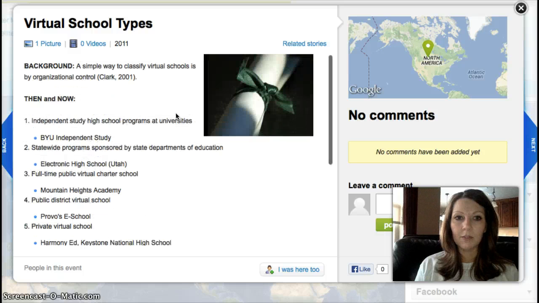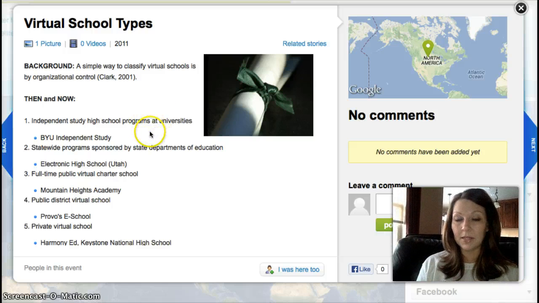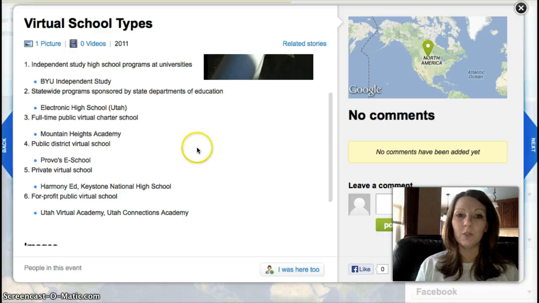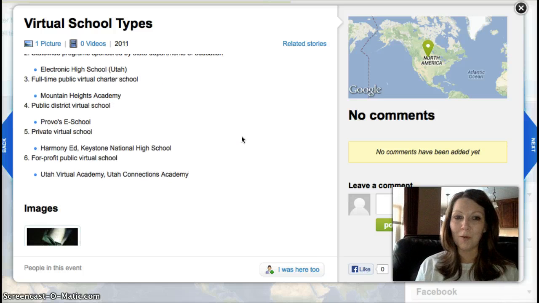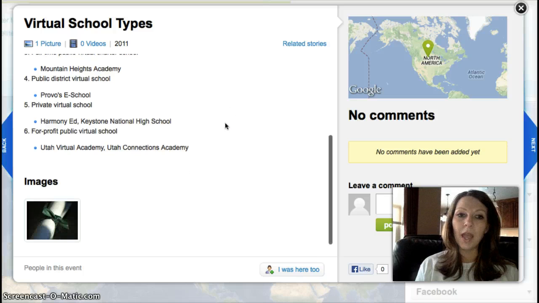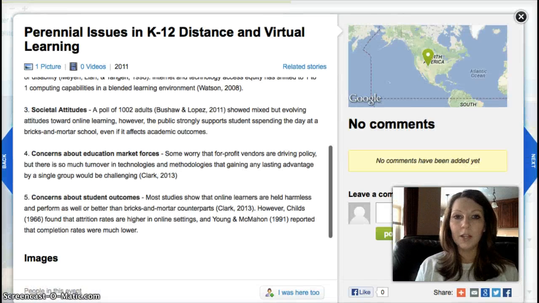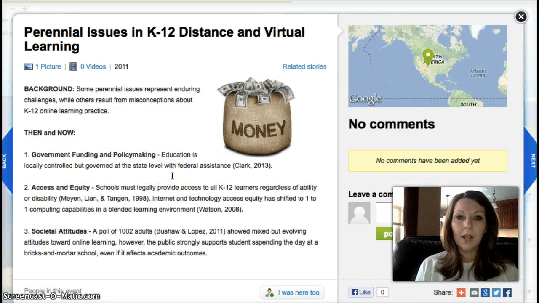There are a variety of different virtual school types. A good way to classify those is by organizational control. We have the independent study high school programs at universities like BYU Independent Study, statewide programs like Electronic High School, full-time public virtual charter schools like Mountain Heights Academy, my school, public district virtual schools like Provo's eSchool, private virtual schools like Harmony Ad and Keystone, and then for-profit public virtual schools like Utah Virtual Academy and Utah Connections Academy.